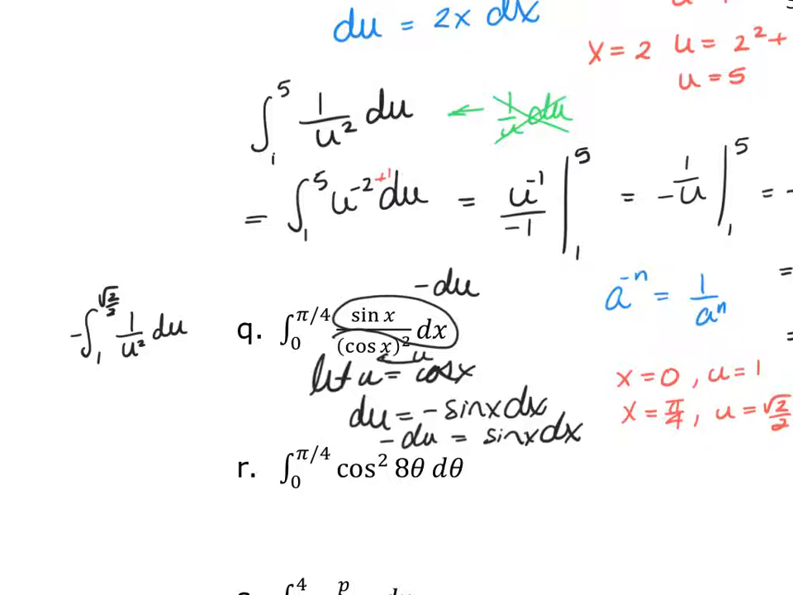No, because I wasn't sure, like, do we just always put 1 over u squared? Like, I wasn't sure where that number came from. Okay, good. Thanks for clarifying that.